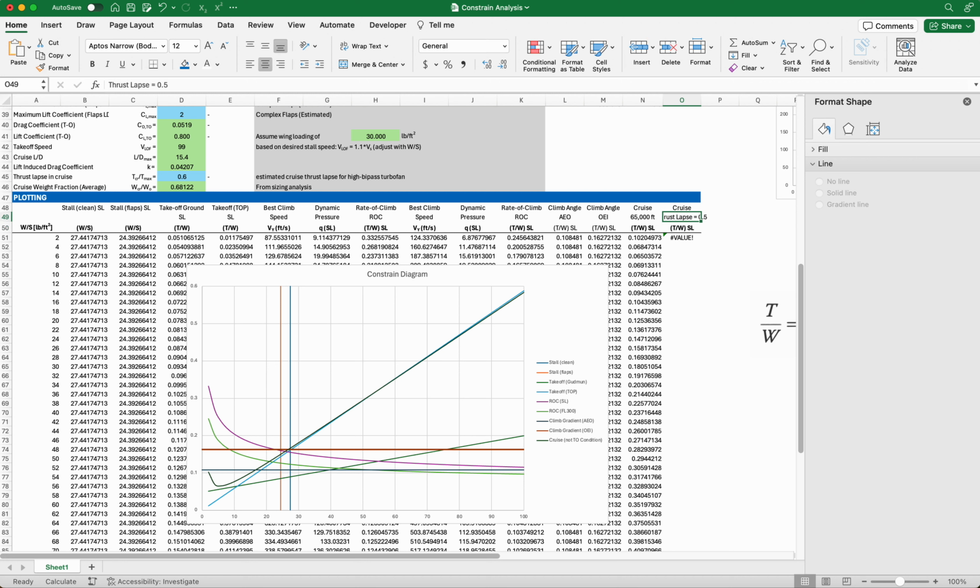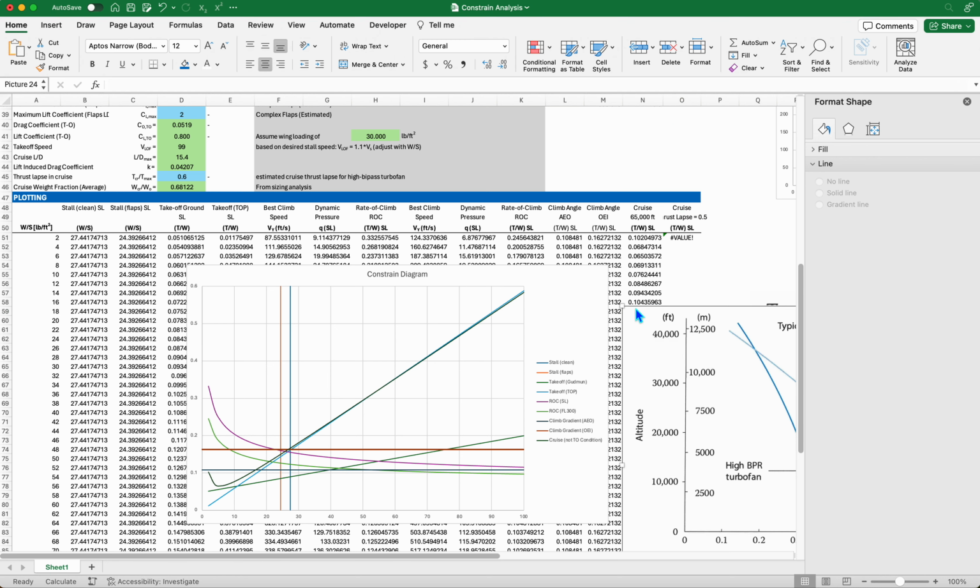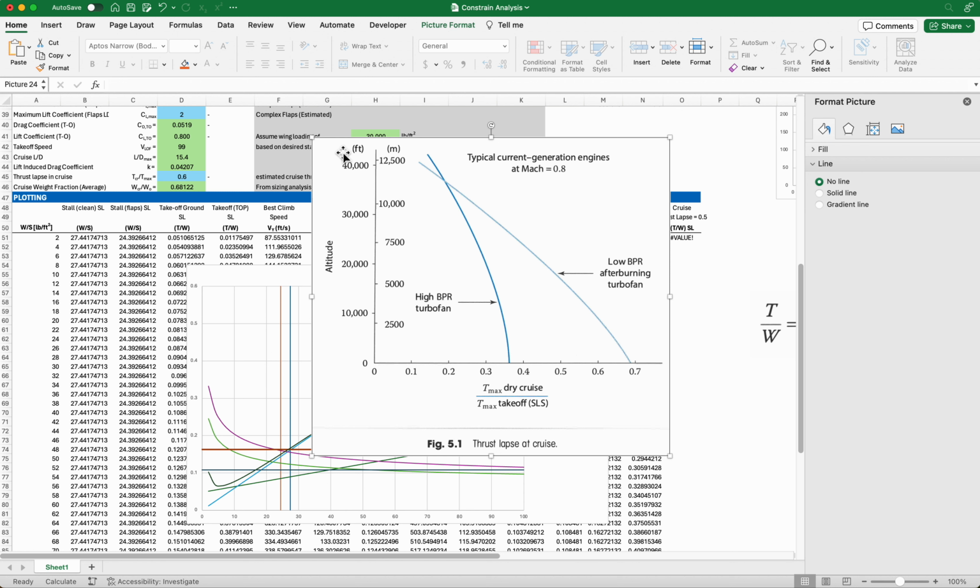So you can use the figure from our notes, which is from the Raymer text, which gives a suggested thrust lapse based on a high bypass turbofan traveling at Mach 0.8, so we are traveling at a much lower speed in our RFP. But I'll just copy it here so you can see what I'm referring to. This figure is just showing the typical thrust max during takeoff versus the thrust during dry cruise.